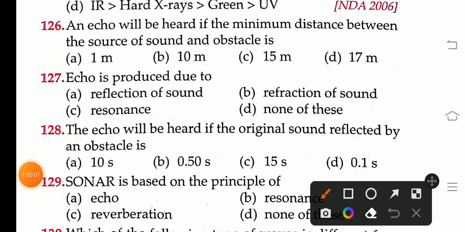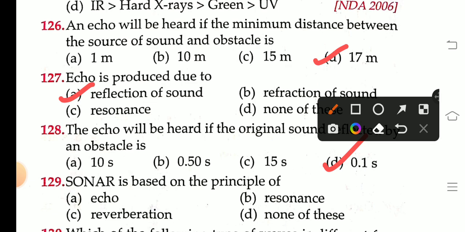Next, an echo will be heard if the minimum distance between the source of sound and obstacle is 17 meter. Next, echo is produced due to, answer option A, reflection of sound. Next, the echo will be heard if the original sound reflected by an obstacle is received after. Right answer option D, 0.1 second.